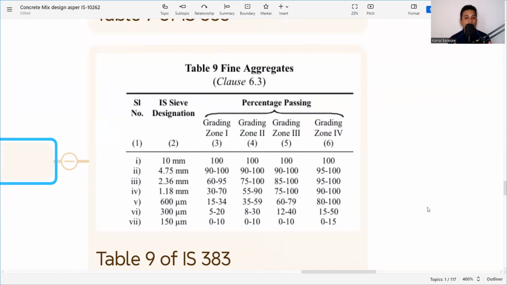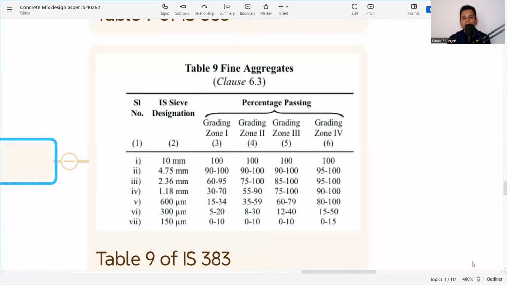We need to perform the sieve analysis, and according to the sieve analysis report, we need to finalize or confirm whether this grading is in zone 2 or not. If not, again we need to take the sample from other sources, or we need to confirm that it is a grading zone 2.